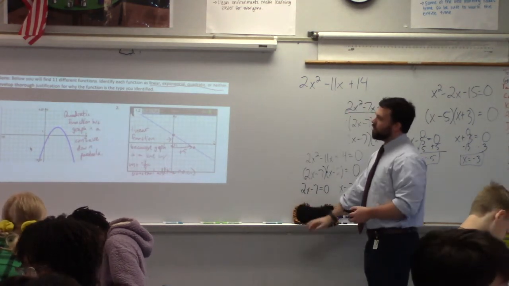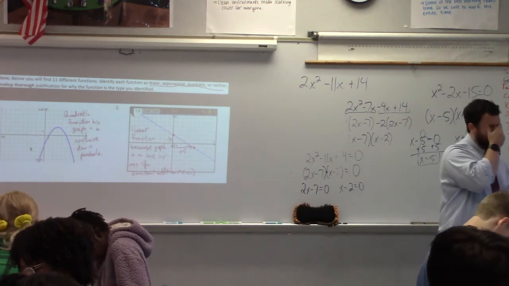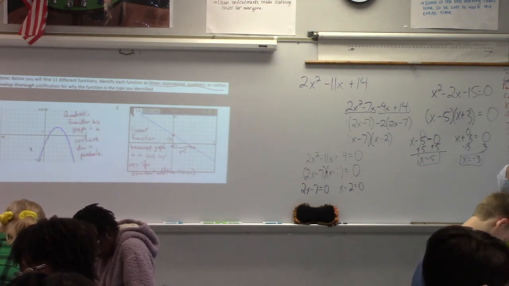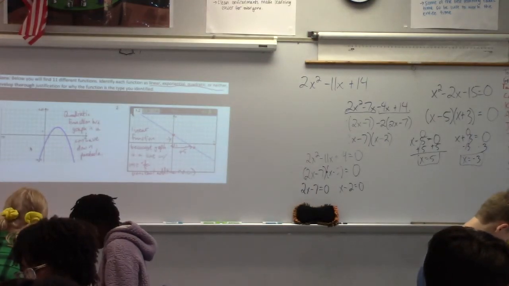So, please note the directions were: identify each of these functions for numbers 1 through 11 as linear, exponential, or quadratic.